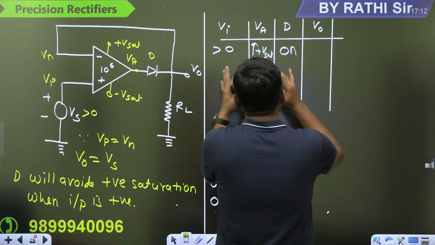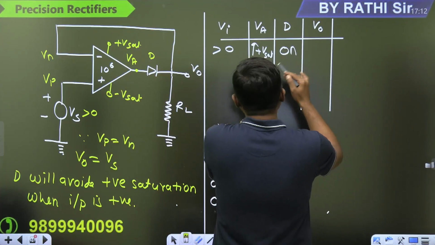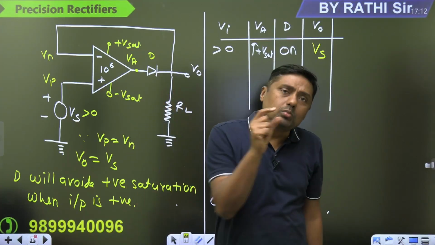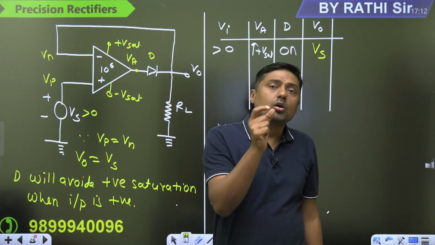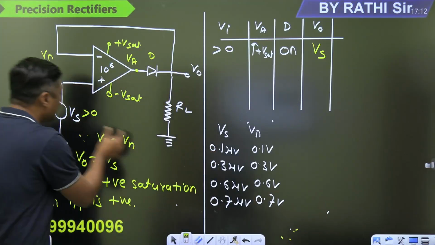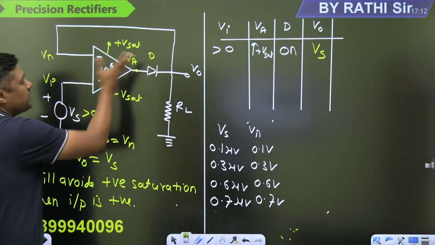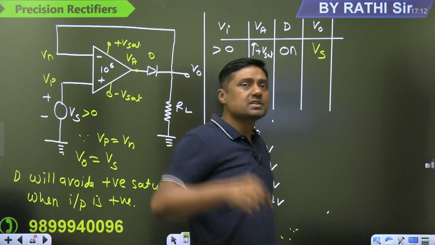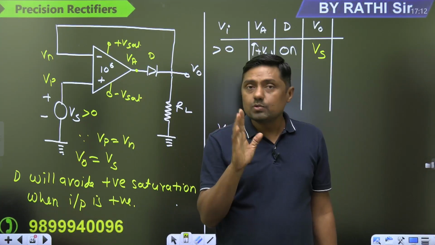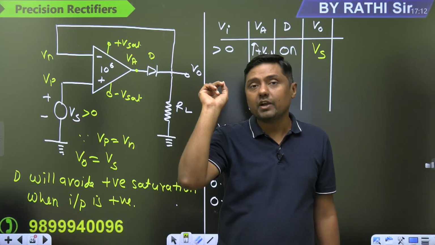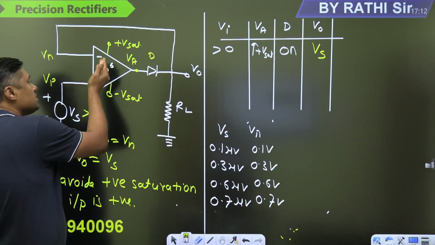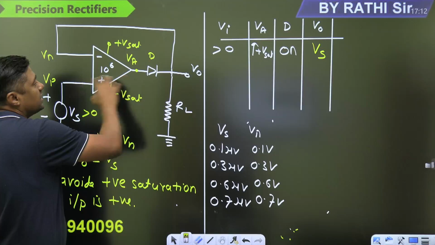Then plus V sat is gone. What is V0? V0 is exactly equal to what? Vs. So here, how much voltage is required? Only 0.7 microvolt of input is required to make the diode forward biased. Or in the previous case, how much voltage is required? 0.7 volt. And that's why it is not possible in the case of what? Passive rectifier. But here it is possible. Input will give only 0.7 microvolt. Because of this 10 to the power 6, it will become what? 0.7 volt and the diode will conduct.